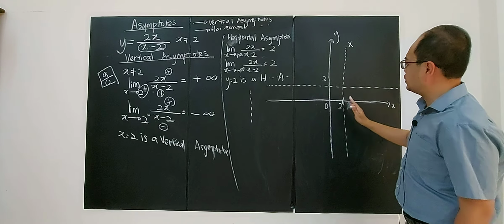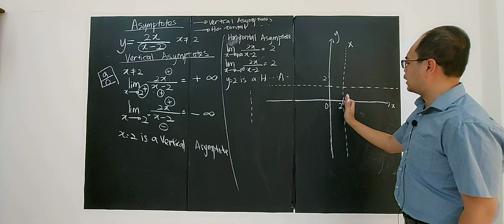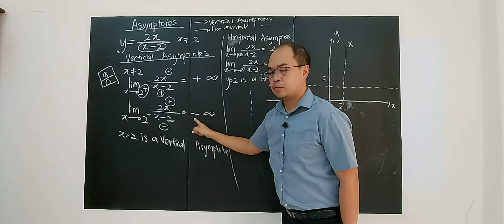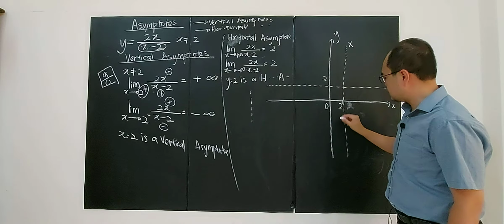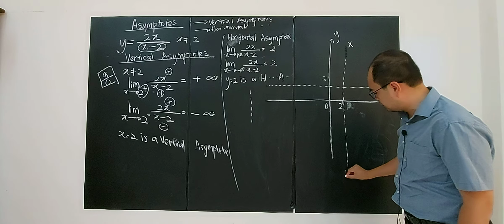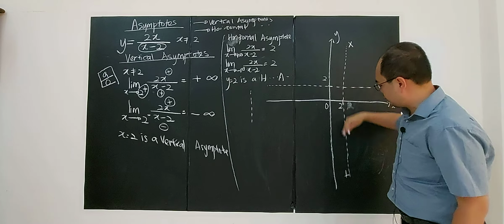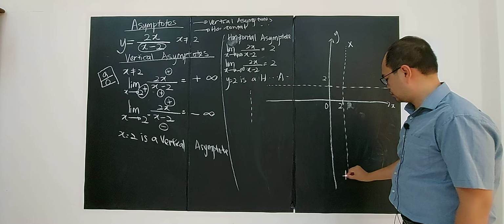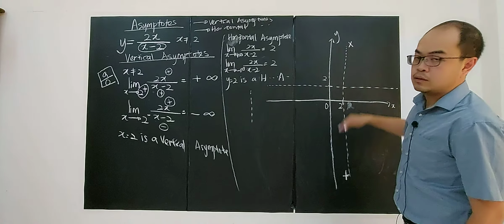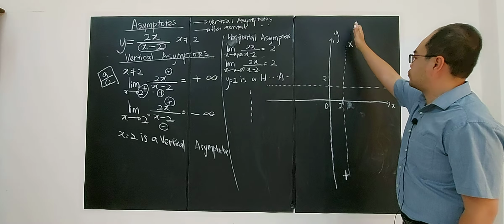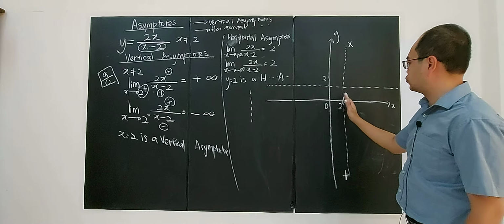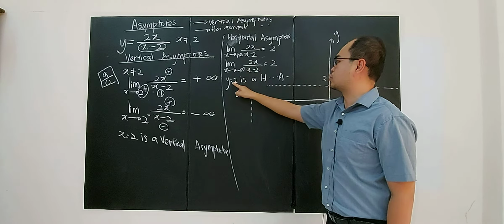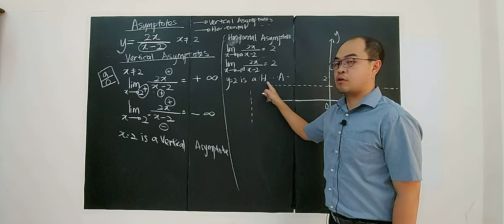So it means very high above, the value of y is very large. So it's positive infinity. For 2 minus, to the left, you calculate and you have negative infinity. So it means a very negative number, a very negative y. Now you know the graph is going up in this direction where it is positive infinity to the right and negative infinity to the left.